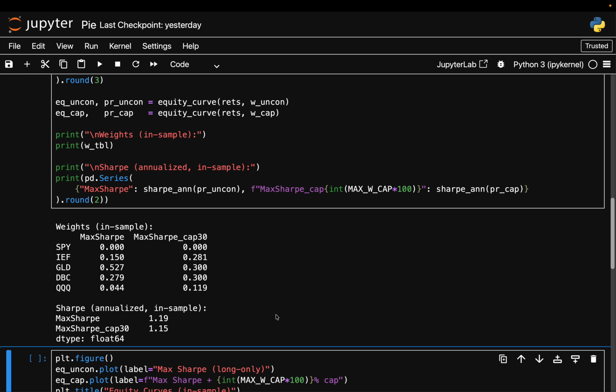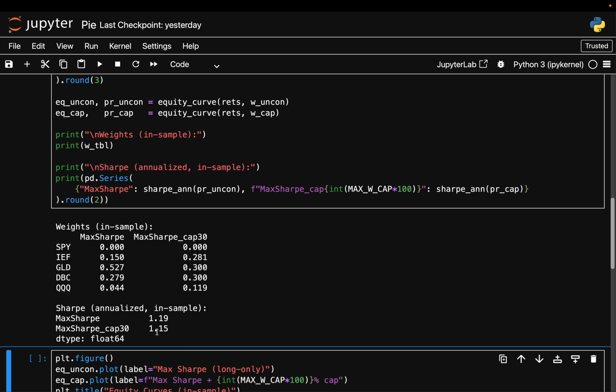Now look at the Sharpe ratios. The unconstrained portfolio has a Sharpe around 1.19. The capped version is slightly lower, around 1.15. That's a very small performance difference. So constraints don't necessarily destroy performance, they mostly change structure.